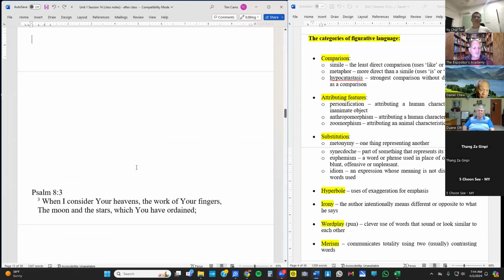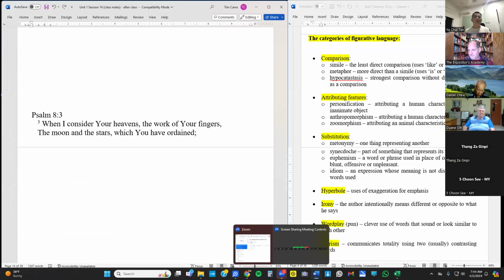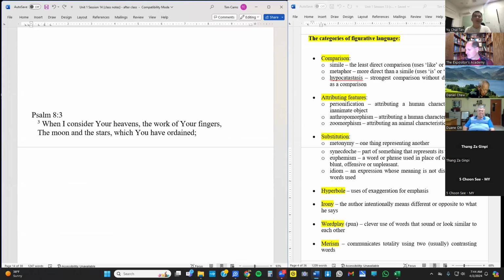Let me give you the next one here. Psalm 8. "When I consider your heavens, the work of your fingers." Obviously God doesn't have a finger. So what would that be? That would be anthropomorphism. Yes, anthropomorphism. Good. All right.